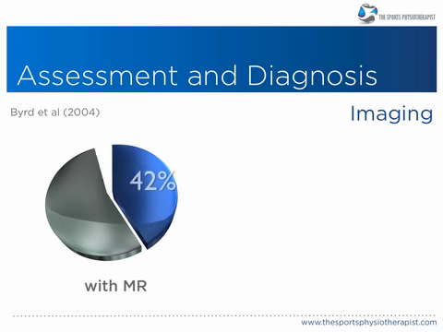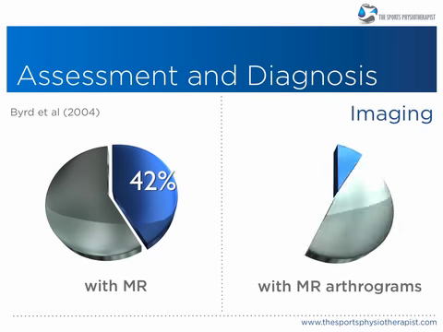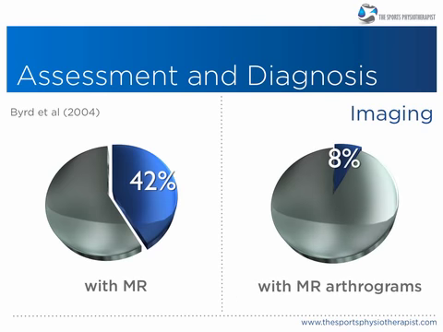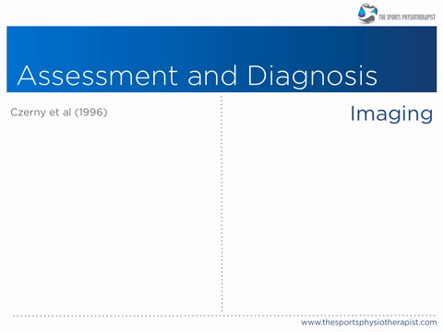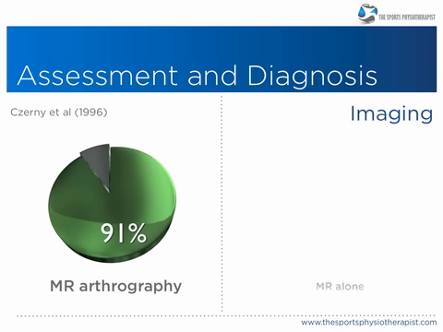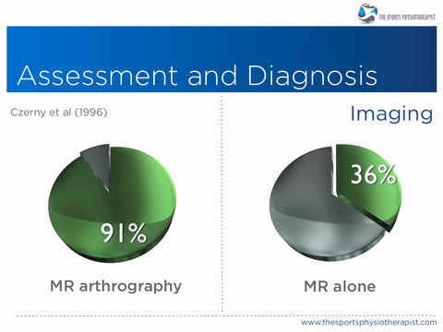Bird et al. 2004 found a false negative of 42% with MRI imaging. However, this was only 8% when using MR arthrograms for labral tears. The superiority of MR arthrography is also echoed by this study, which showed a 91% accuracy for MR arthrography as opposed to 36% for MR alone.